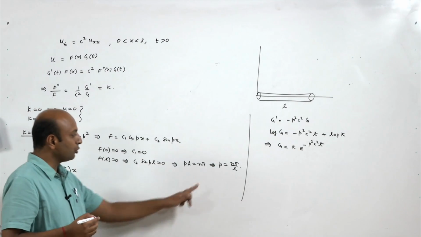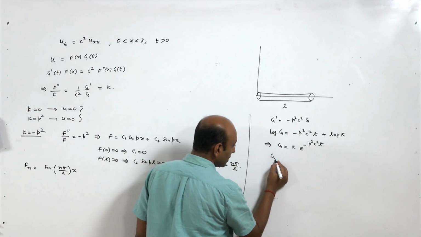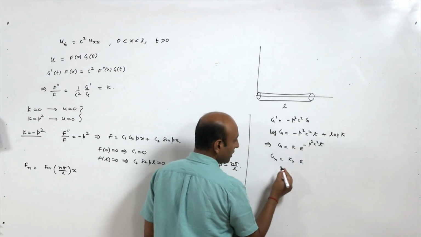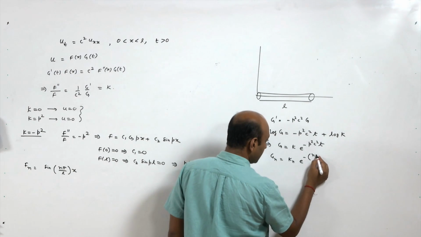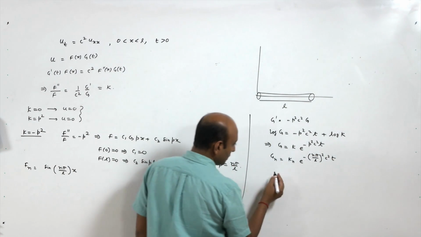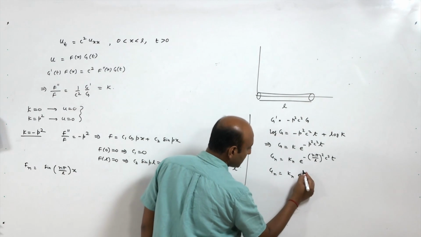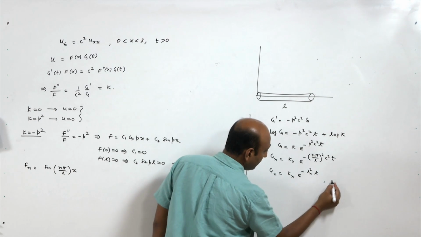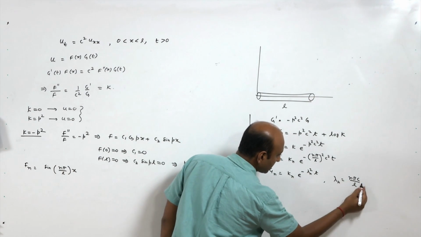Now, when you substitute p equal to pi n by L, we get Gn, and it is kn e to the power minus n pi by L whole square into c square t. So, Gn will be given as kn e to the power minus lambda n square into t, where lambda n is this expression.